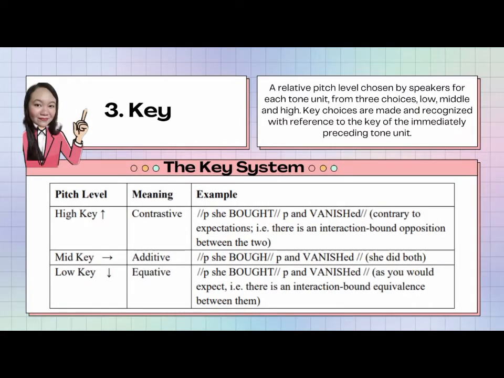So the third key is the key system. Key is a relative pitch level chosen by speakers for each tone unit, from three choices: low, middle, and high. Key choices are made and recognized with reference to the key of the immediately preceding tone unit. Key describes the choice of pitch on a tone unit's onset syllable.